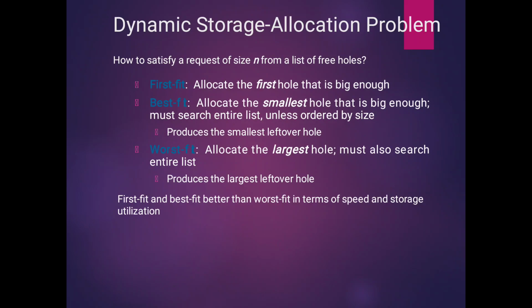First fit allocates the first hole that is big enough. Best fit allocates the smallest hole that is big enough; it must search the entire list unless it is ordered by size. Worst fit allocates the largest hole; it must also search the entire list. So in these approaches we search the entire list, but in first fit, we allocate the first hole that works.